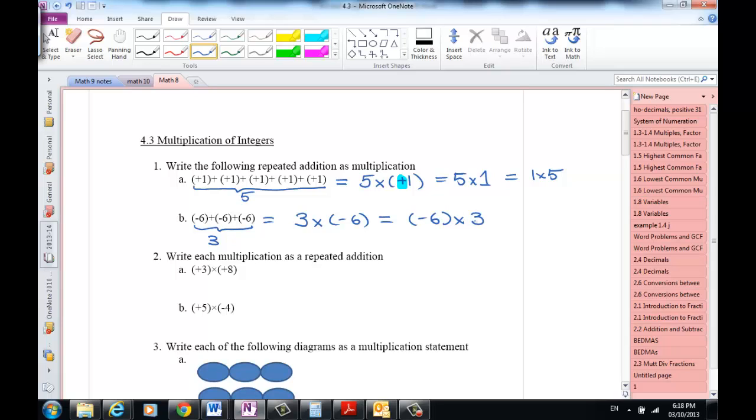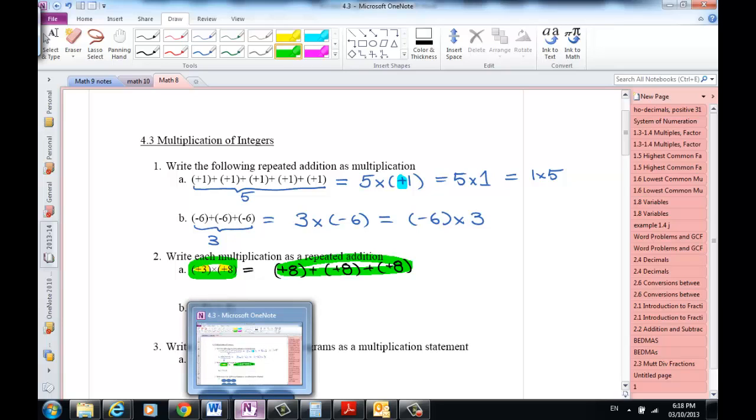So now if we want to go backwards, so we have positive 3 multiplied by positive 8, I can say that this is the same as positive 8 plus positive 8 plus positive 8, 3 times. And if I actually simplified this piece here, notice that this would equal 24. And we also notice that 3 multiplied by 8 is 24. So in both cases, of course, we would expect to get the same answer, but we've just proven that we did.